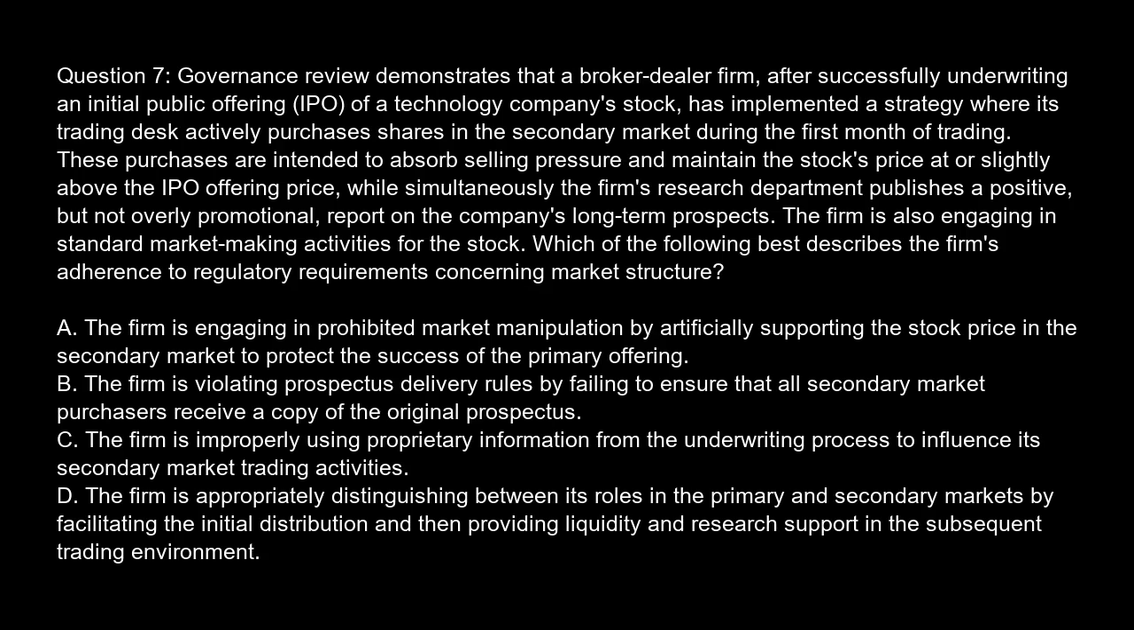Option C. The firm is improperly using proprietary information from the underwriting process to influence its secondary market trading activities. Option D. The firm is appropriately distinguishing between its roles in the primary and secondary markets by facilitating the initial distribution and then providing liquidity and research support in the subsequent trading environment.